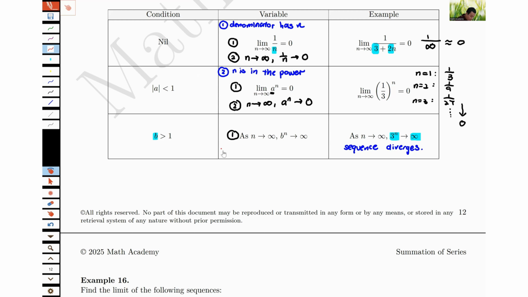The following is wrong. It is not okay for you to say the limit of b to the power n equals infinity. There is no such thing as limit is infinity. All limits must be a constant. So that we will say the sequence converges to a constant. You can never say converges to infinity, no such thing. Infinity means diverge.